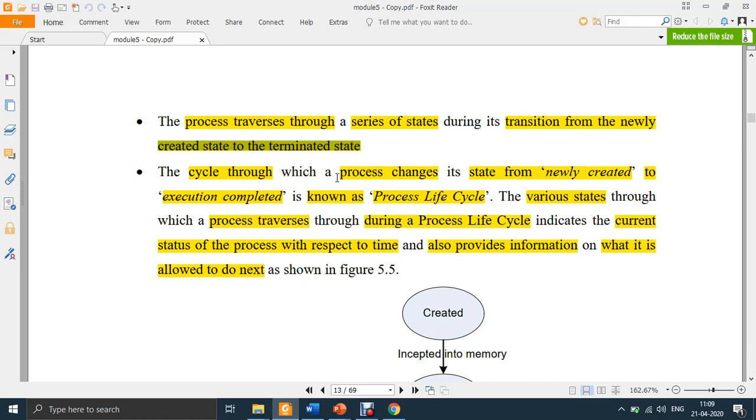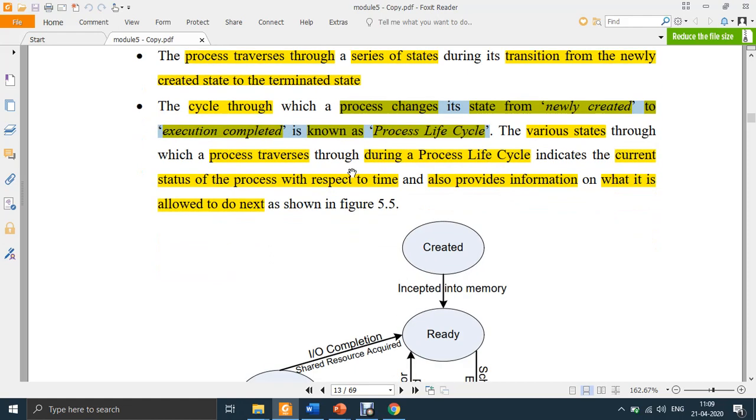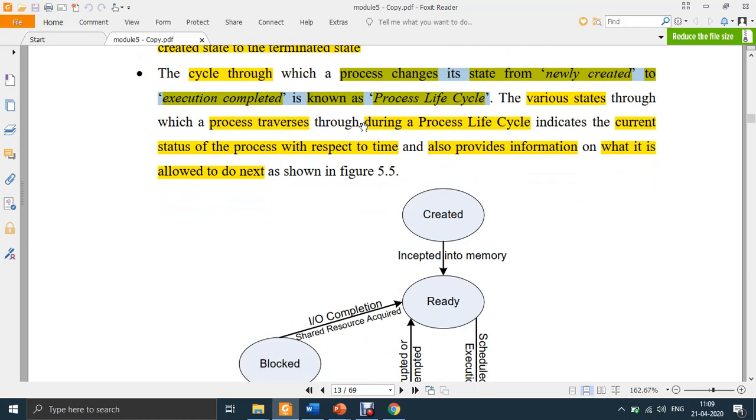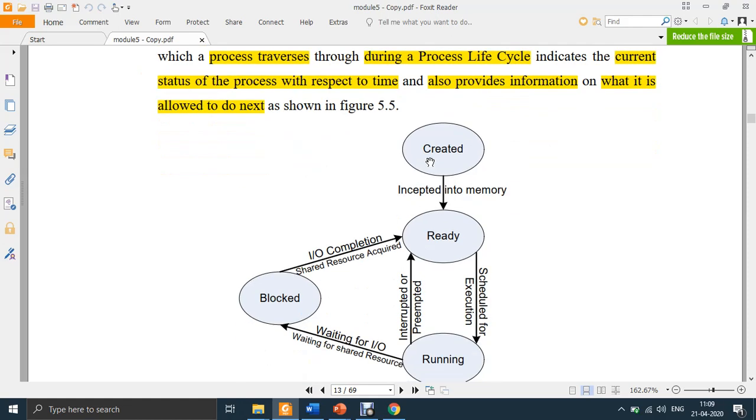The cycle through which the process changes its state from newly created to execution completed is known as the process life cycle. It will traverse through various states. The various states through which the process traverses indicate the current status of the process with respect to time and also provide information on what it is allowed to do next.